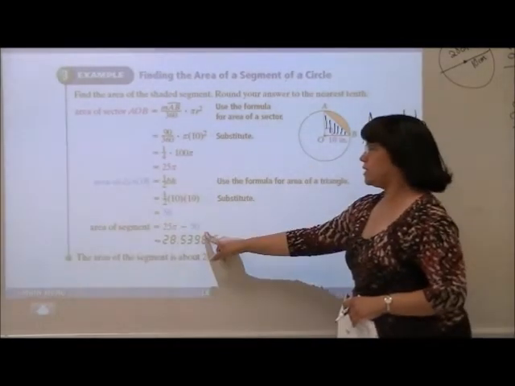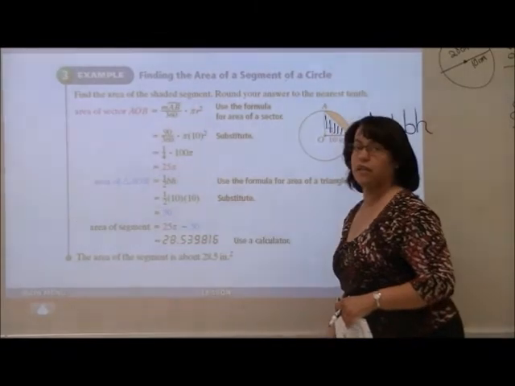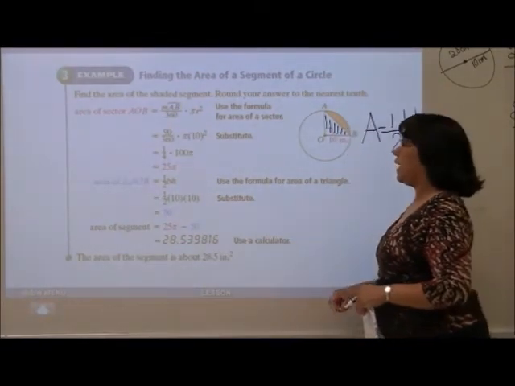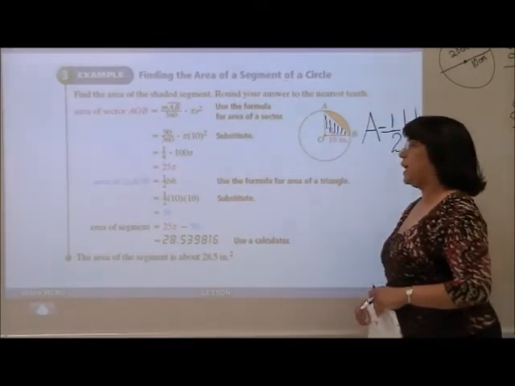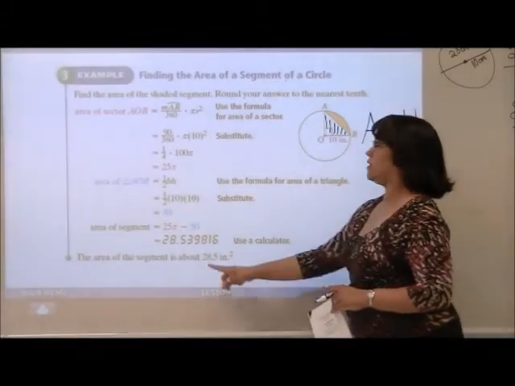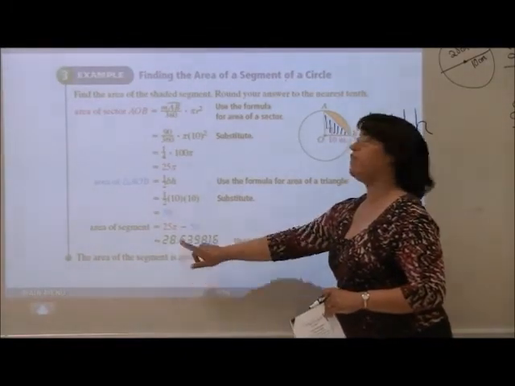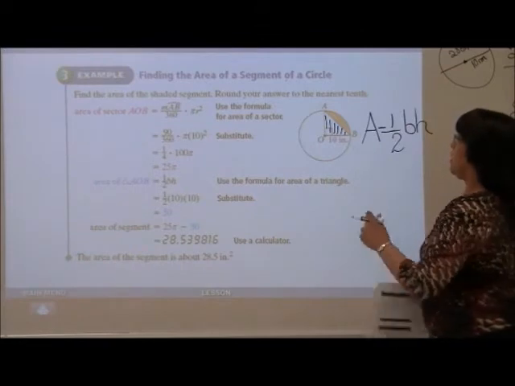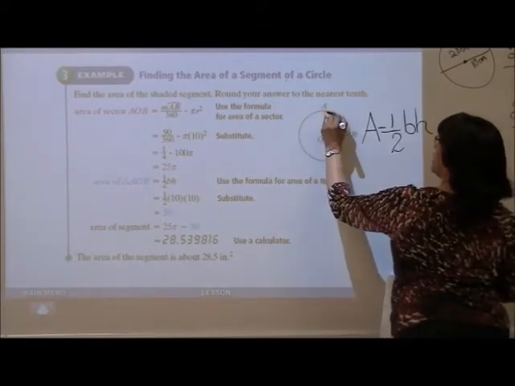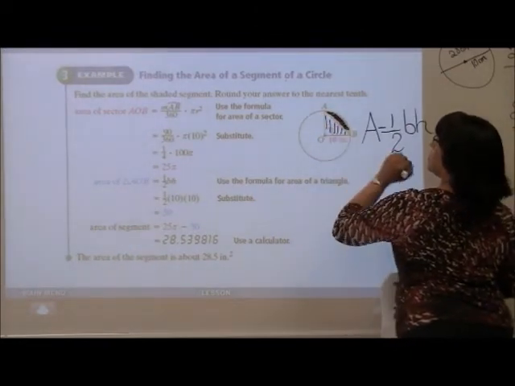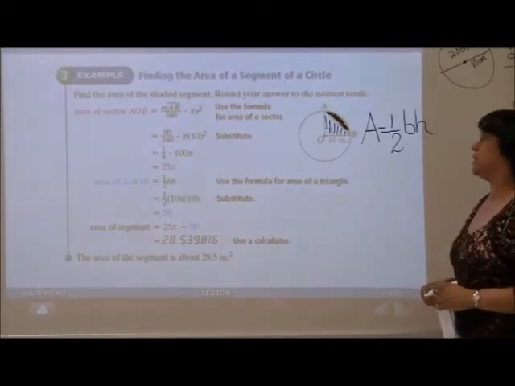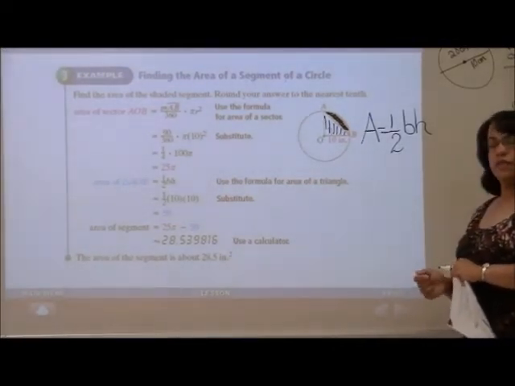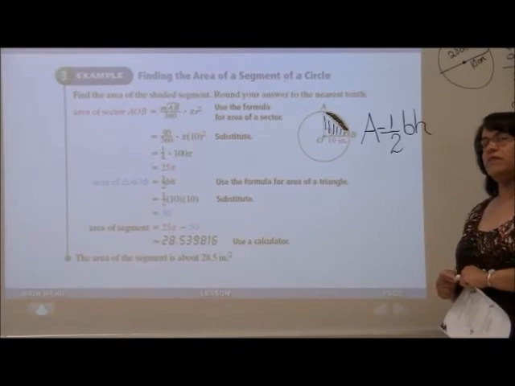You use subtraction, put 25 pi in your calculator, minus 50, and you get this number right here. And you have to round it to the nearest tenth. Since 3 is less than 5, you keep your 5 as is. And so the area of the piece that you want right here, which is called a segment, is 28.5 inches squared, or 28.5 square inches.